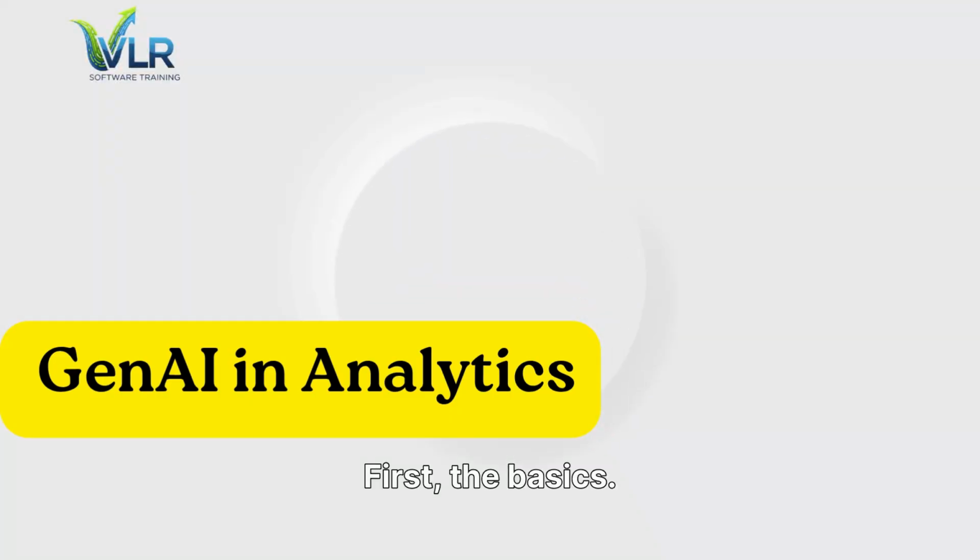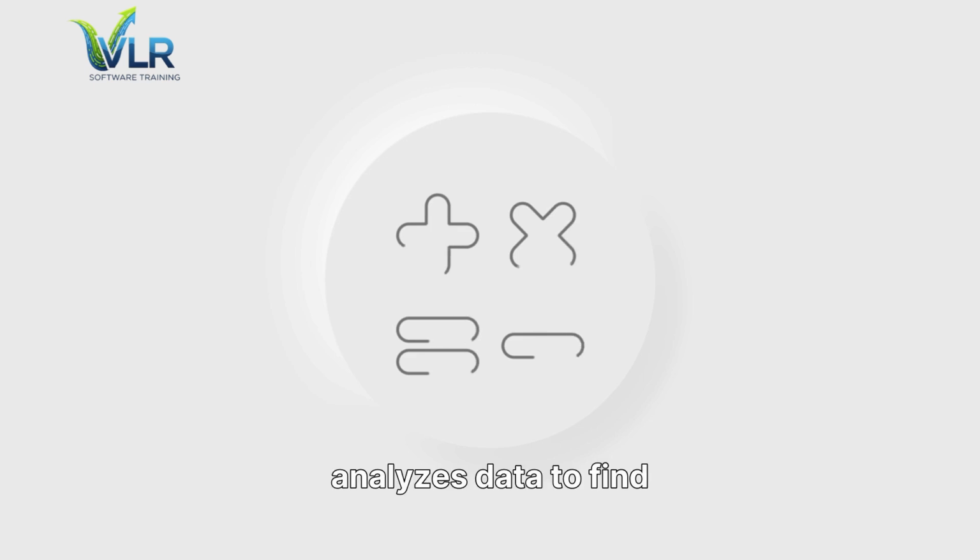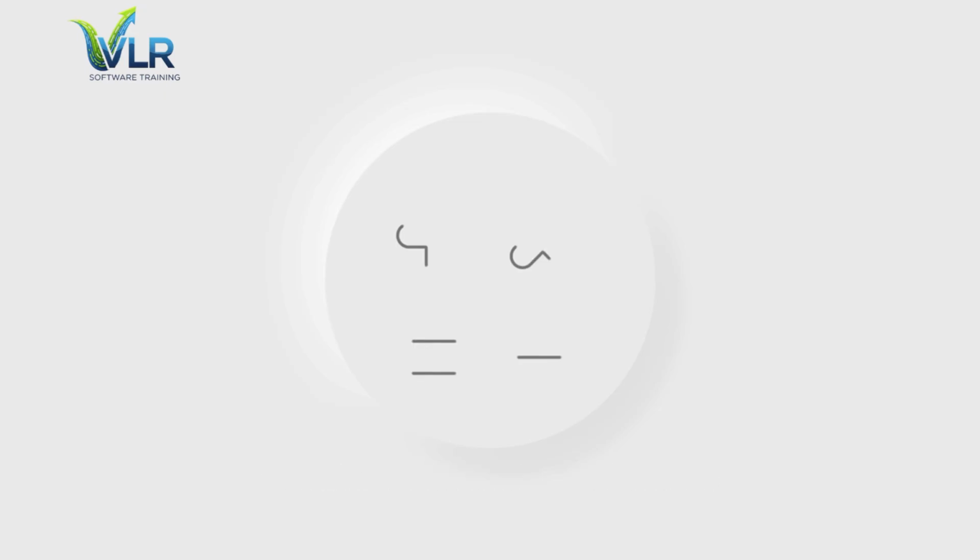First, the basics. Traditional AI is like a calculator on steroids. It analyzes data to find patterns. Generative AI is different. It creates new content. Think of it like hiring a junior data analyst. It doesn't just look at the data. It can write code, explain charts, and create summaries in plain English.